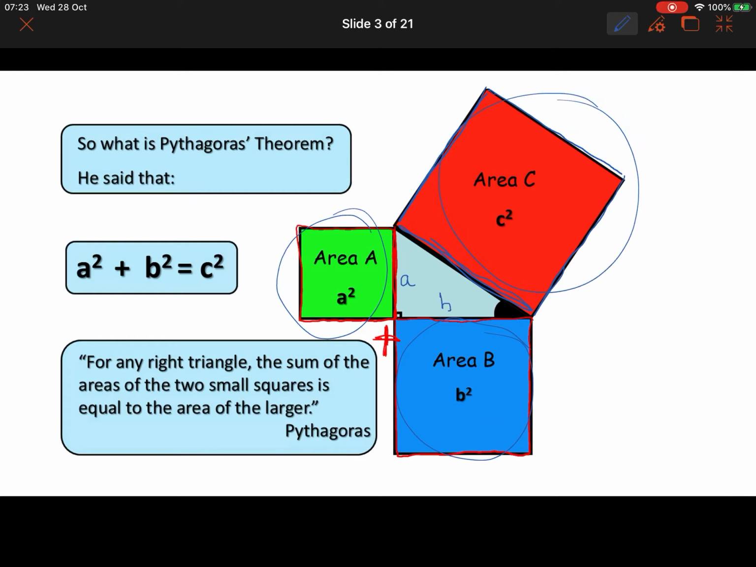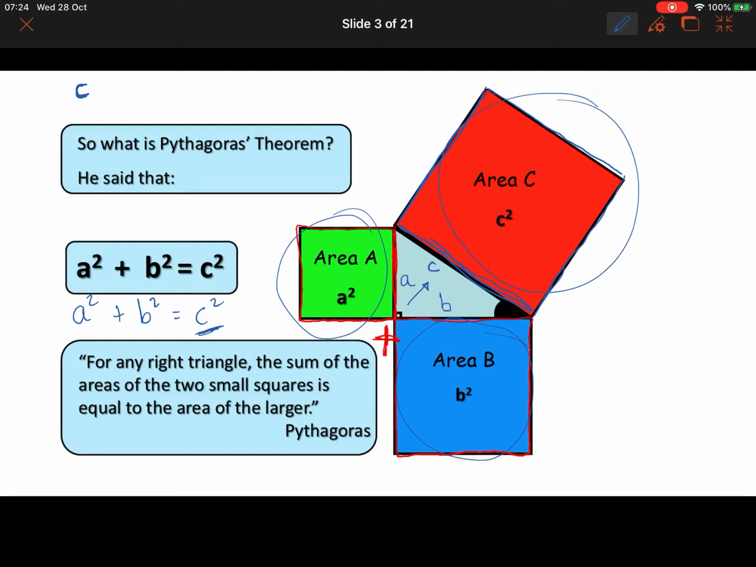Okay, so this one has a side length A, this one has a side length B, and this one is C, where C is always the longest length. Basically the one that's opposite the right angle. So Pythagoras said for any right triangle, the sum of the areas of the two small squares is equal to the area of the larger. And so what that does, it gives us this equation here: A squared plus B squared is equal to C squared, where C is the length of the longest side of the right angled triangle.